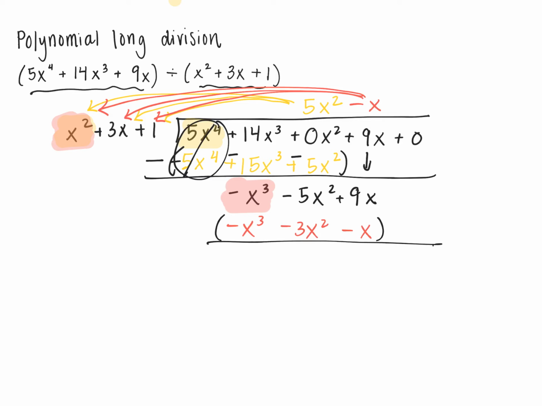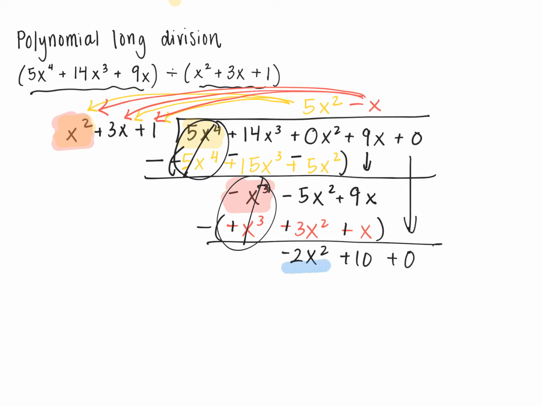And just like in the previous row, we're going to subtract. Distribute our negative. Negative 5 plus 3x squared is negative 2x squared. 9x plus x is 10x, and bring down that final term. We're going to do this one last time because we have nothing else to bring down.